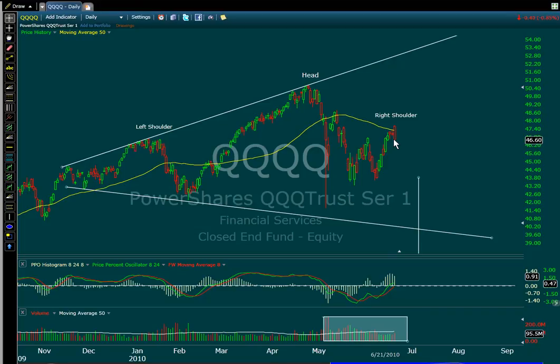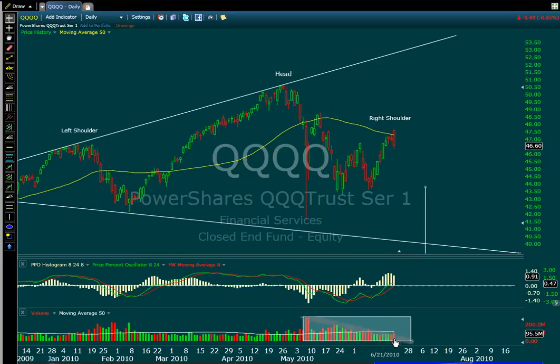with nice, expanding volume. If you can see right here, the volume is starting to expand. We hit the 50-day moving average, and we couldn't hold it. All we did was come back and do a back test of the broken 50-day moving average, and now we're back on our way down.